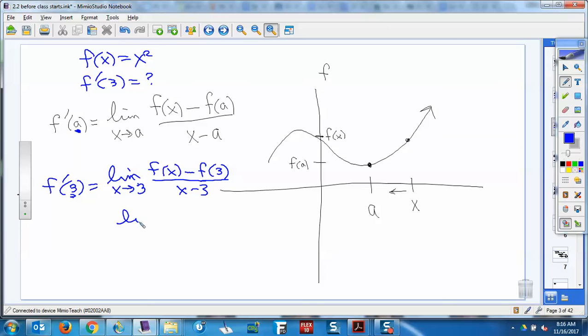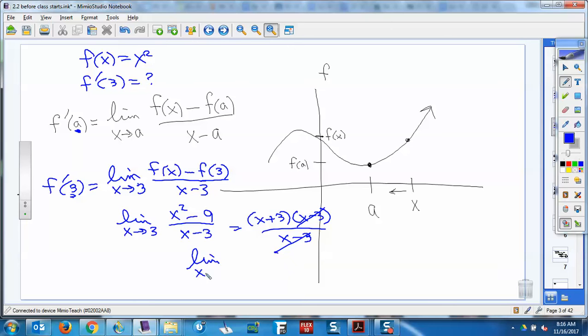Okay? So now, limit as x approaches 3. What's f of x? X squared minus 9 all over x minus 3. Now what can I do to that? I can factor the top, x plus 3, x minus 3, all over x minus 3. Cancel. I get the limit as x approaches 3 of x plus 3. Now how do I get that? What does that answer, do you think?